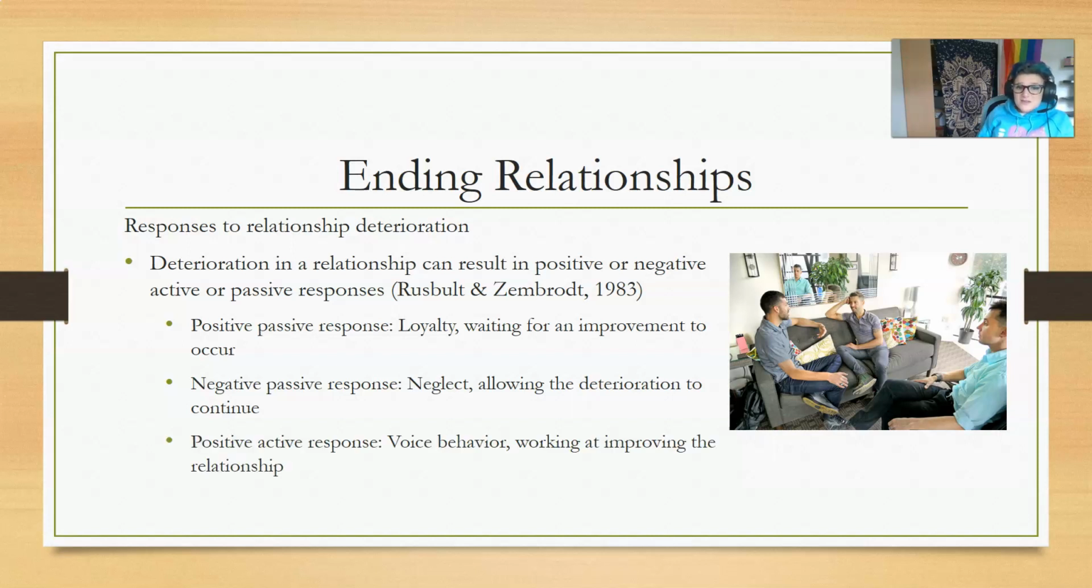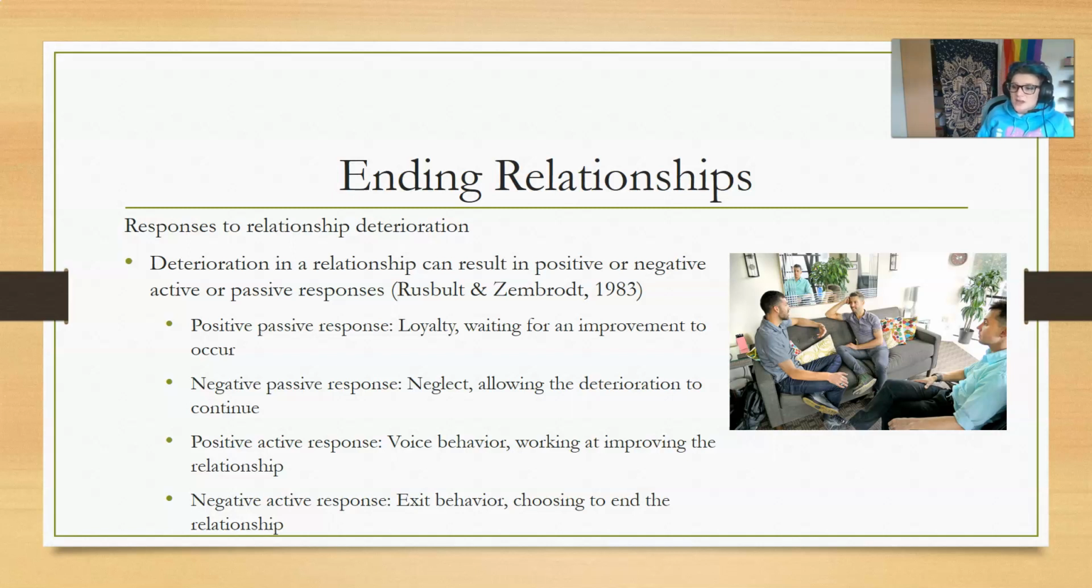A positive active response would be voicing behaviour and working at improving relationships. So saying why you dislike certain aspects of the relationship and working to build trust with your partner so that the relationship improves. But then a negative active response would be exiting behaviour, actively choosing to exit the relationship. Now, if you actively choose to exit the relationship, you go through several stages of relationship dissolution.